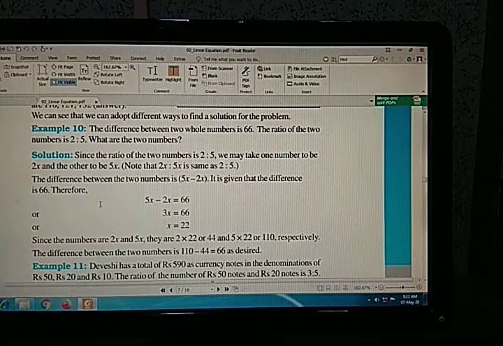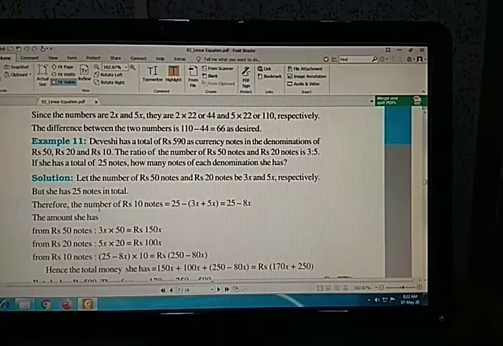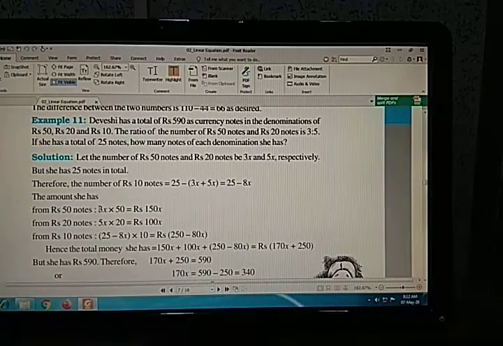So these are the two numbers whose difference will give us 66. You can clearly see 110 minus 44 will give us 66. So our answer is correct. Now moving on, example 11.